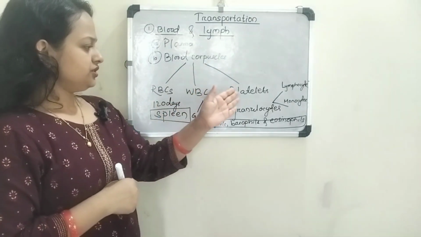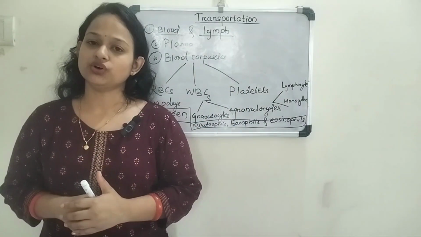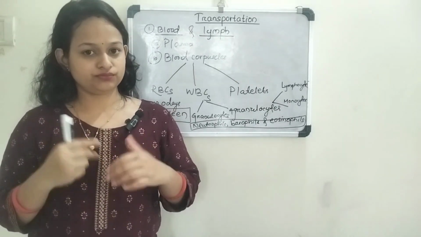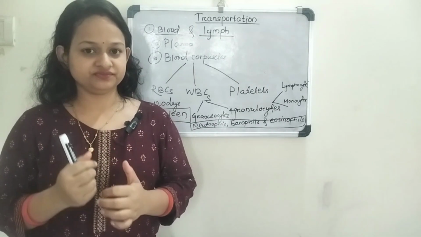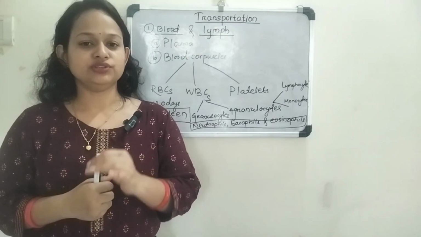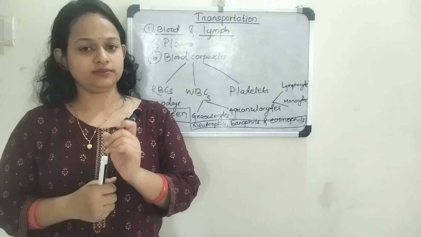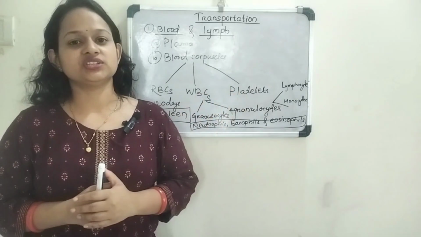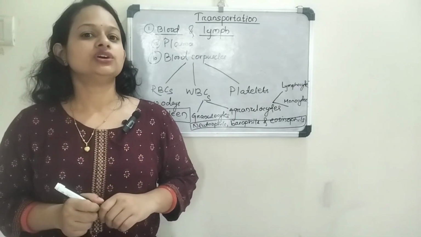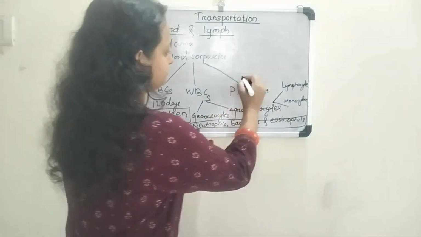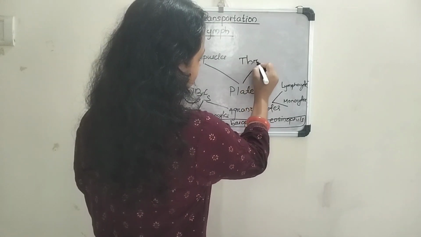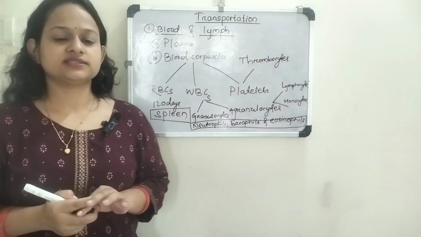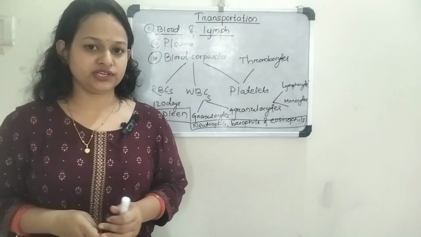So then come to the platelets. Platelets are fragments of cells that are produced in the bone marrow, and their main function is to help in the process of clotting. When a blood vessel gets damaged and releases blood, the platelets release a type of chemical, the thrombocyte. And these thrombocytes help in the process of blood clotting.